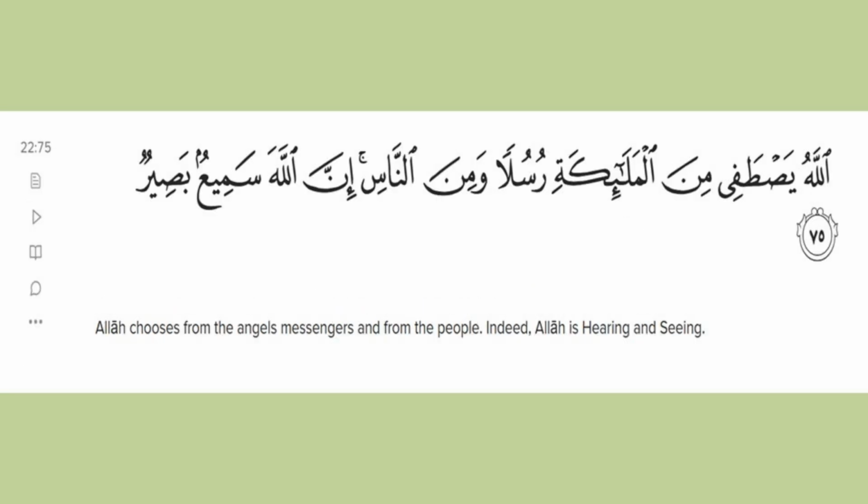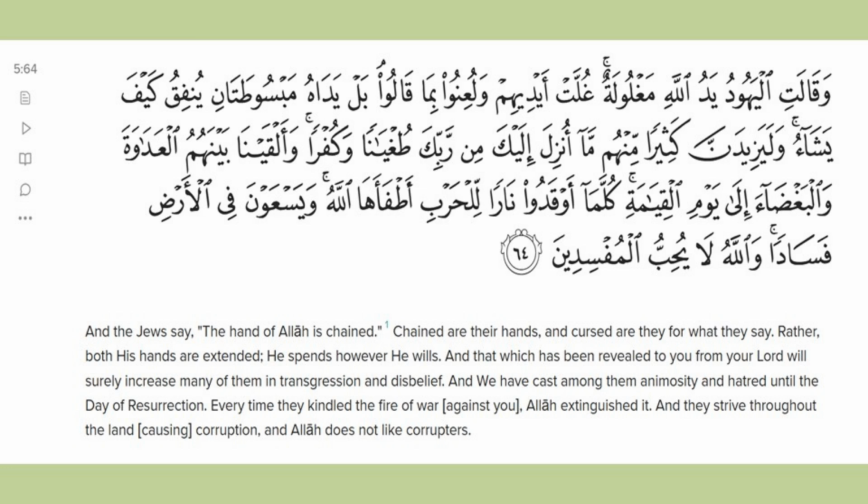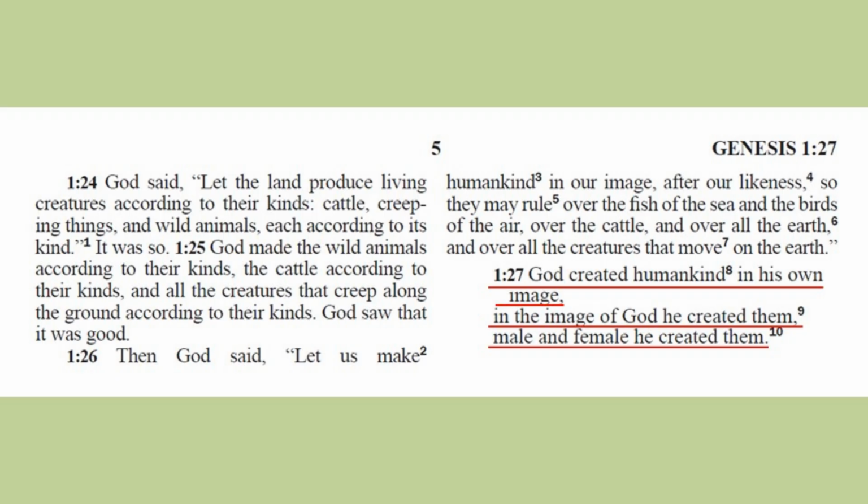It is also mentioned in chapter number 22, verse number 75 that Allah is hearing and seeing, indicating Allah can see and hear. According to chapter number 5, verse number 64, Allah's hands are open and extended. This indicates that Allah is having hands. Moreover, it is mentioned in Genesis chapter number 1, verse number 27 that God created humankind in His own image. In the image of God He created them, male and female He created them.